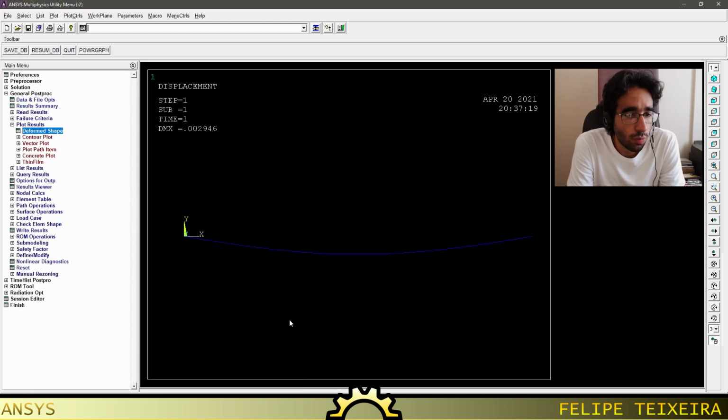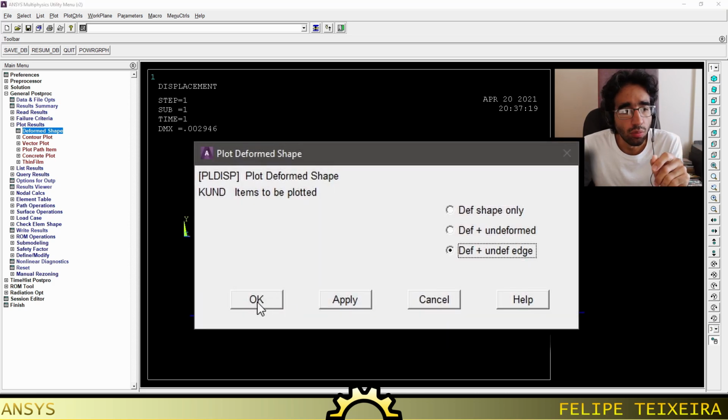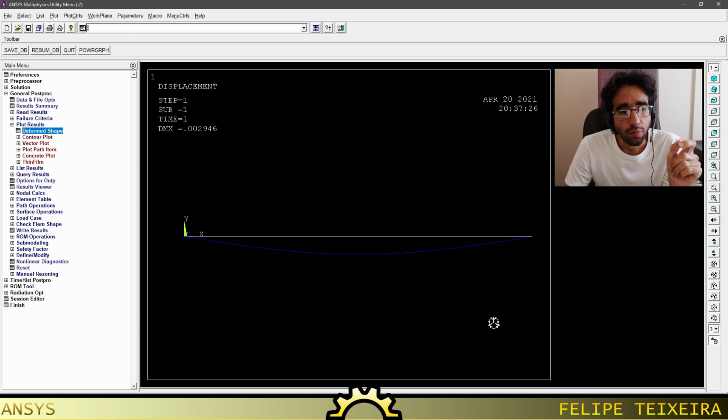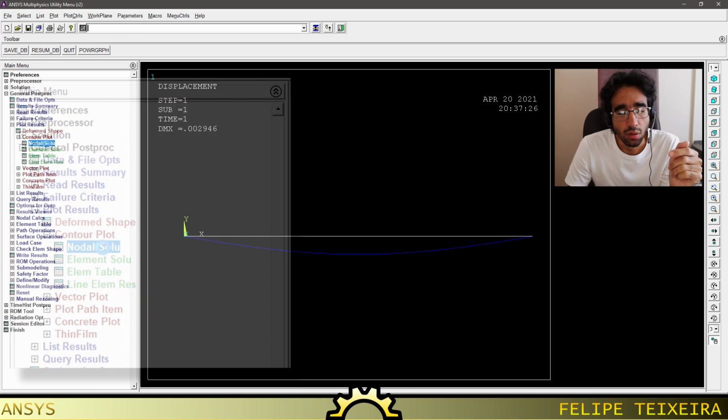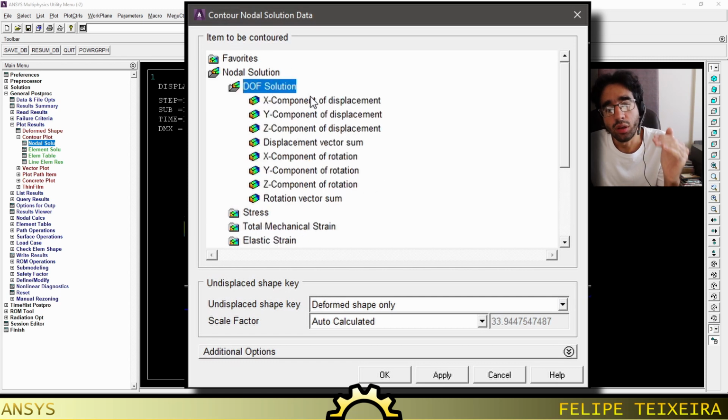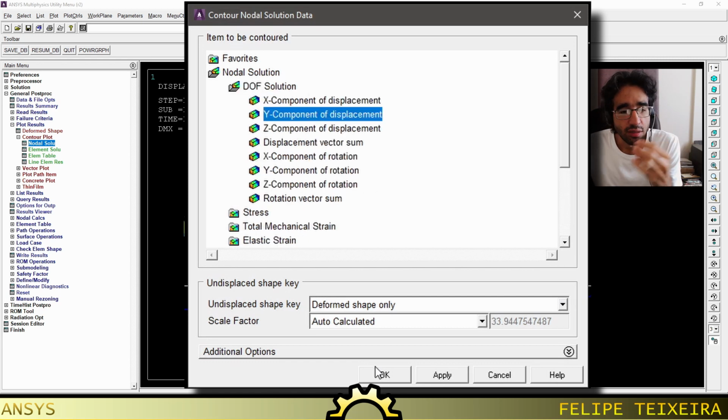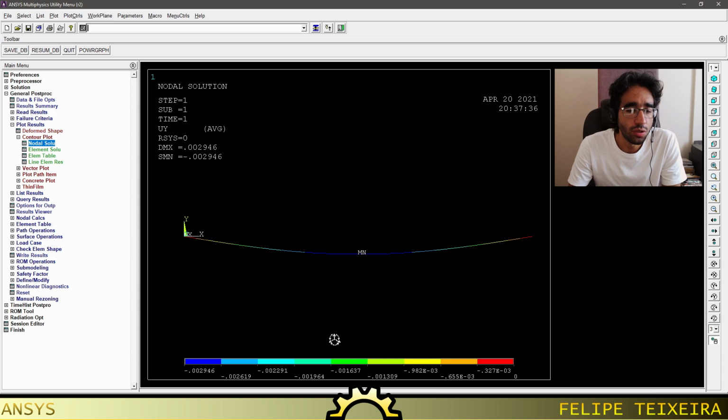Now let's improve on this plot a bit by also showing the original position of the beam. Now you can see the original position in white and the deflection in blue. We can also plot in colors, for example, the deflection along the y direction. So now ANSYS colors the results based on the value of the UY degree of freedom. That's the color plot you're seeing. Again, the white line is the original position.